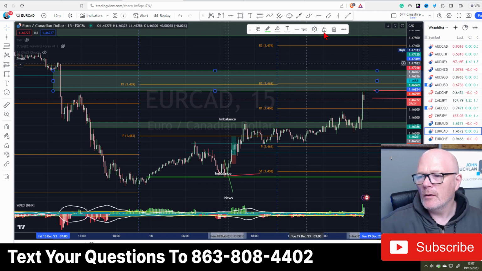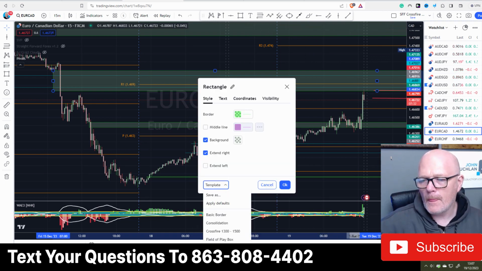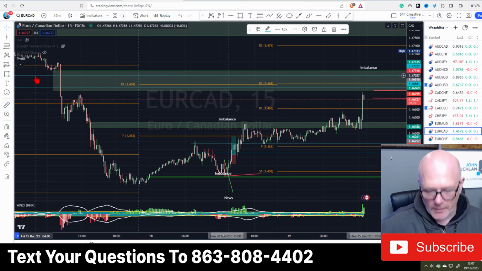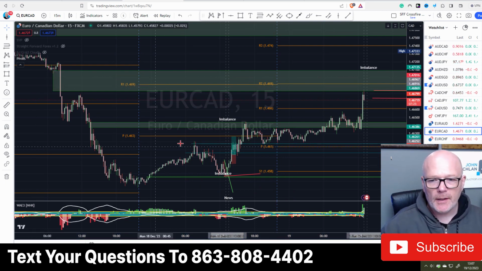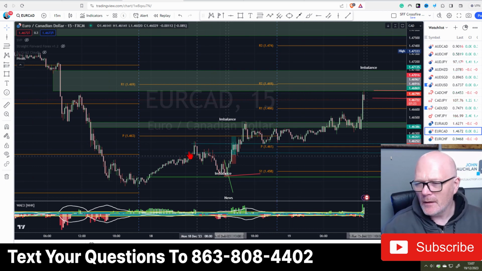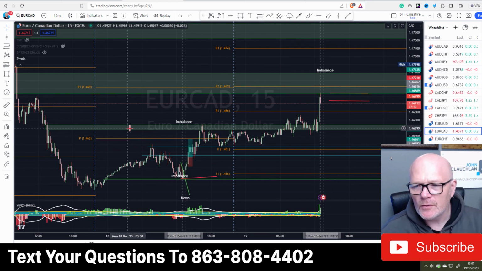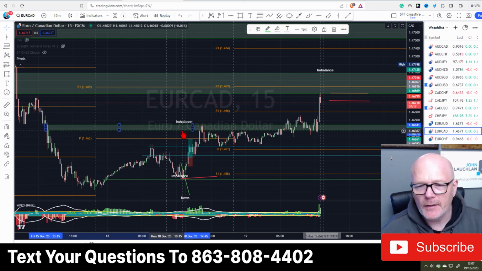And I'll put the cog on, put my imbalance template on. These areas of interest here, I'm going to take these off just to make it less confusing. These areas of interest here, I suppose by rights I could keep them on. This imbalance here, that's been mitigated because it touched and it mitigated it here. So we'll take that away.